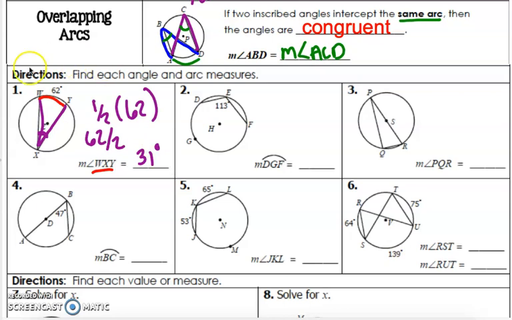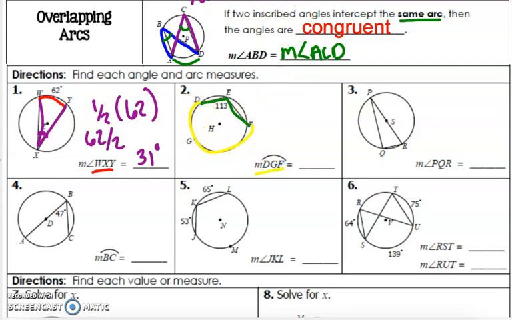So if they give you the arc, divide it by 2 or halve it. Let's look at another example. In this case, it gave me the inscribed angle, which opens up to all of this. So that would be the intercepted arc.